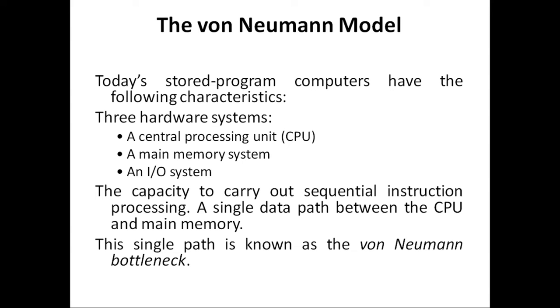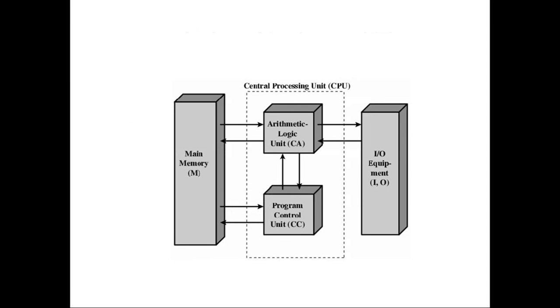There are three hardware units: the central processing unit or the CPU, the main memory, and the I/O system, and the capacity to carry out sequential instruction processing. A single data path between the CPU and the memory is known as the von Neumann bottleneck. You can see the central processing unit, the center one, the arithmetic logic unit and the control unit. The left hand side is the memory unit, and the right hand side the I/O unit.